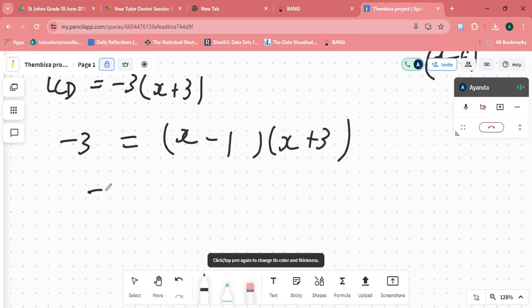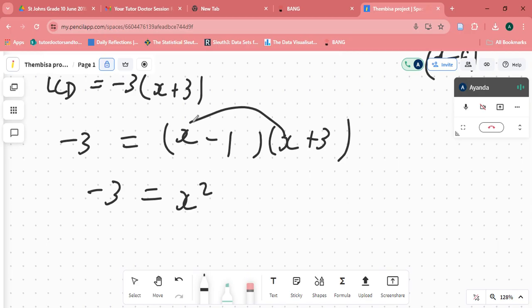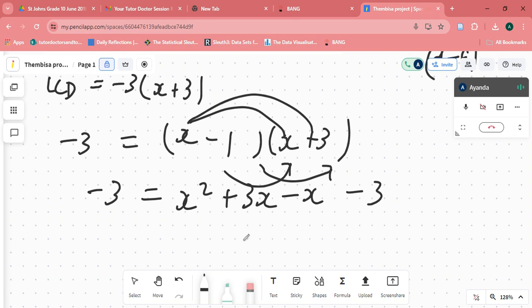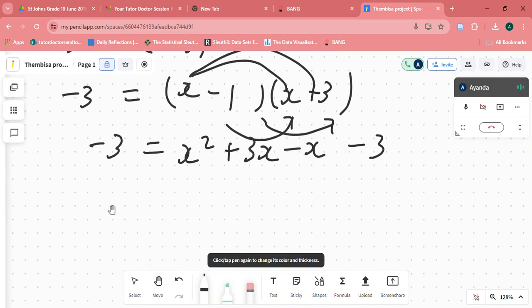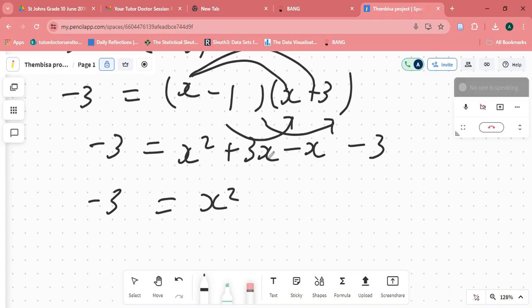And we'll have negative 3 is equal to, if we FOIL, x times x gives us x squared, x times 3 gives us positive 3x, negative 1 times x gives us minus x, negative 1 times 3 gives us minus 3. Still with our negative 3 on the left-hand side, we have x squared. My 3x minus x is just going to give us plus 2x minus 3.